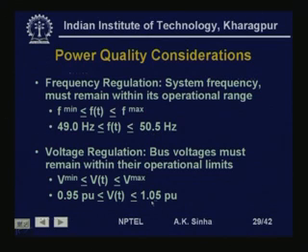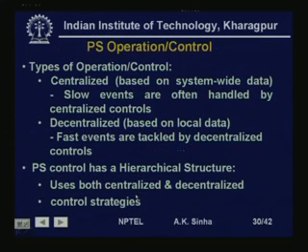Another aspect of quality is the voltage, and we generally try to maintain the voltage within the range of 0.95 per unit to 1.05 per unit. So, this is the goal of the operation and control of power system.